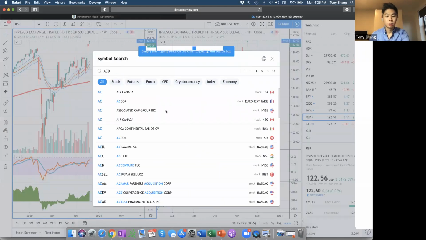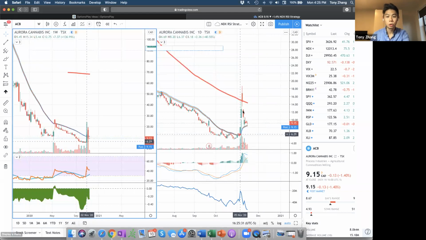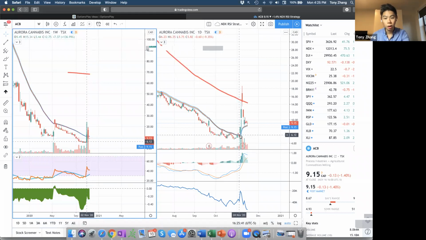Okay, let's take a look at this. Let's look at the TSX version. So this is the same chart, but instead of in USD, it's in Canadian dollars. We had the big move in Aurora from about $6 or so, all the way up to about 18, crashed all the way back down to about $9. And right now it's hovering just above that $9 level.